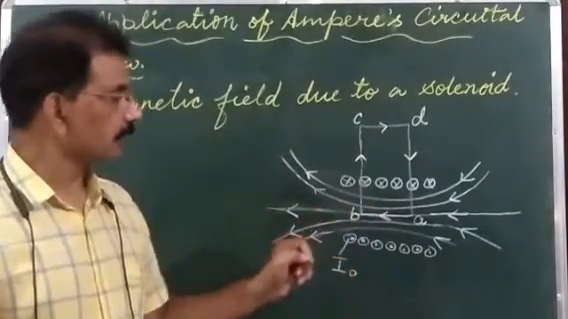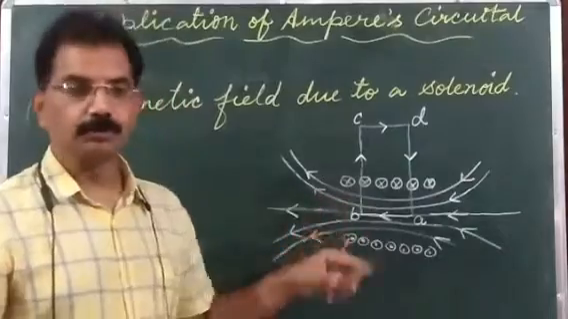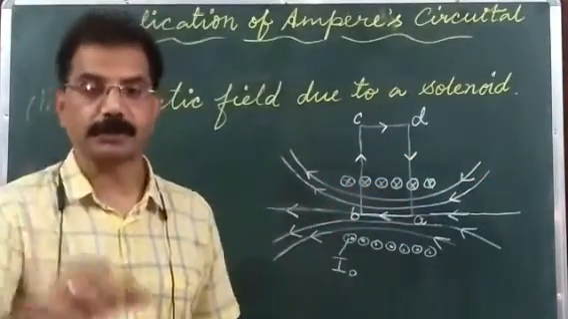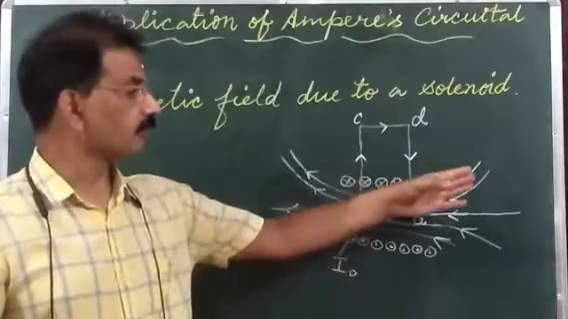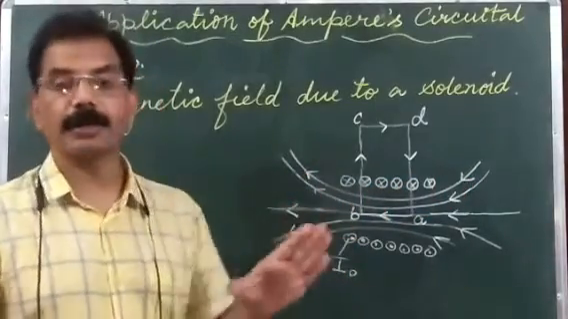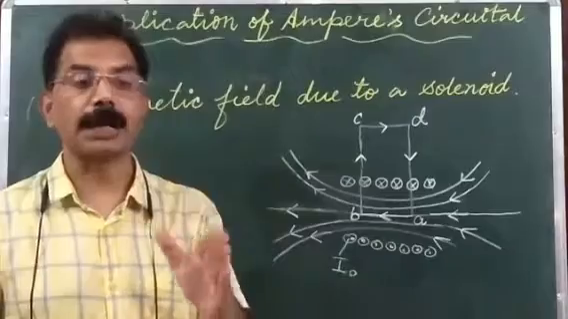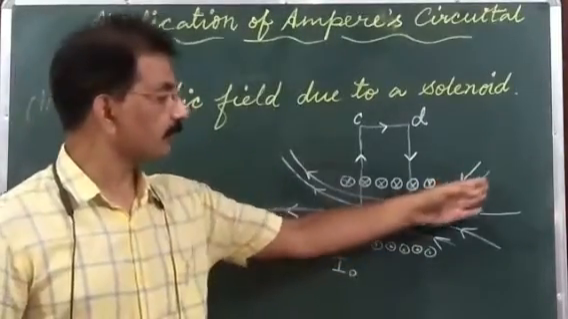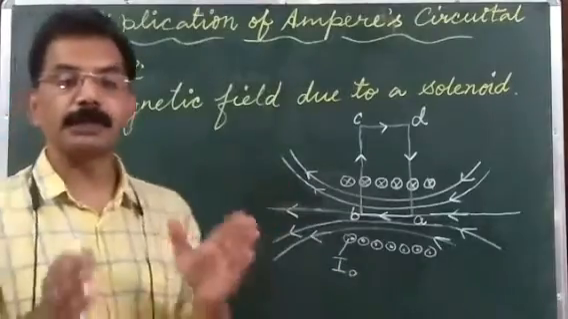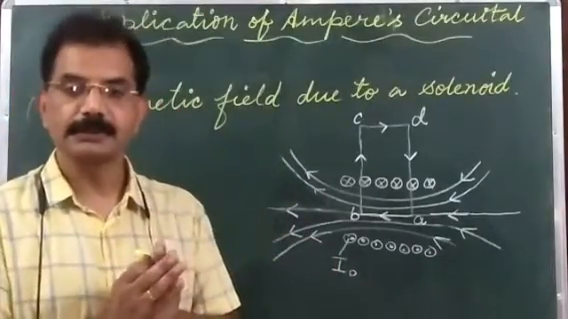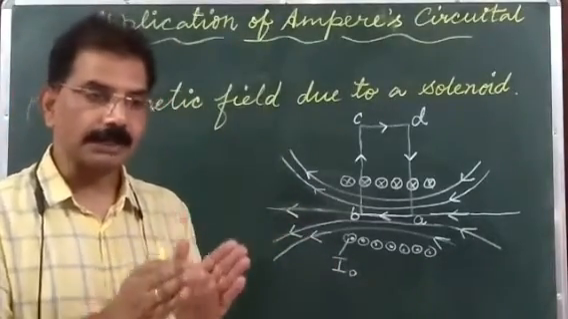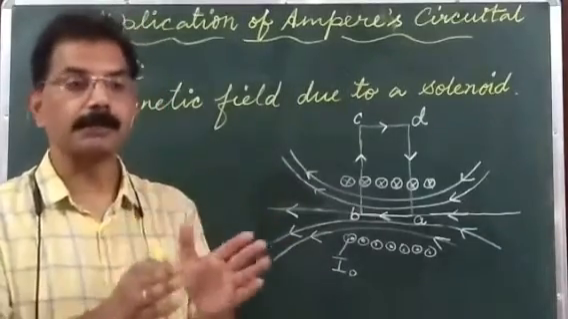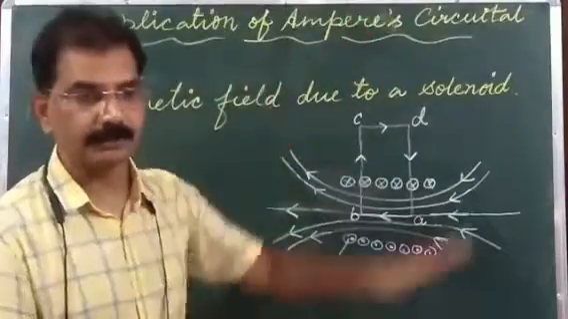Let us consider a solenoid whose length is very long compared to its diameter. Let this one be a current carrying solenoid, and as I have already told you, a current carrying solenoid behaves like a magnet. Experimentally it is observed that the magnetic field inside the solenoid is stronger than the magnetic field outside.